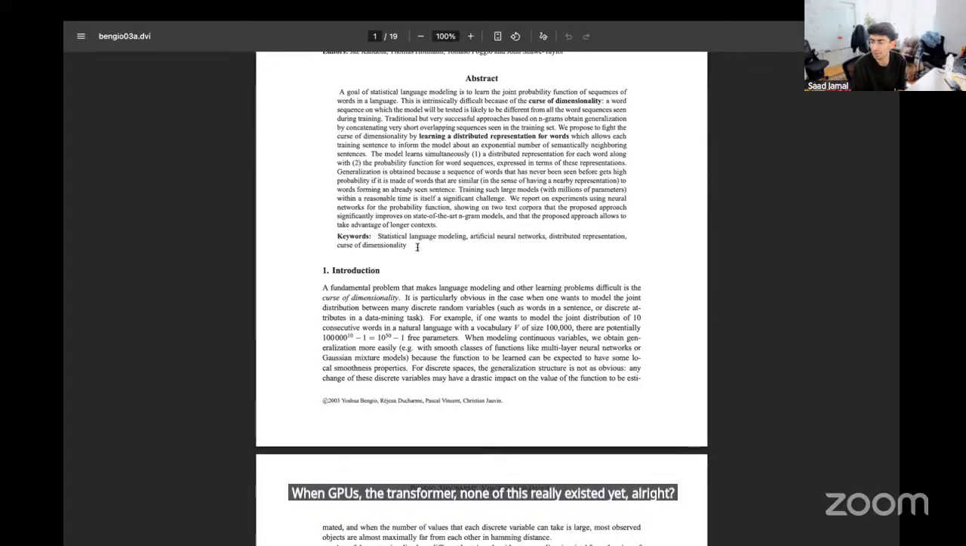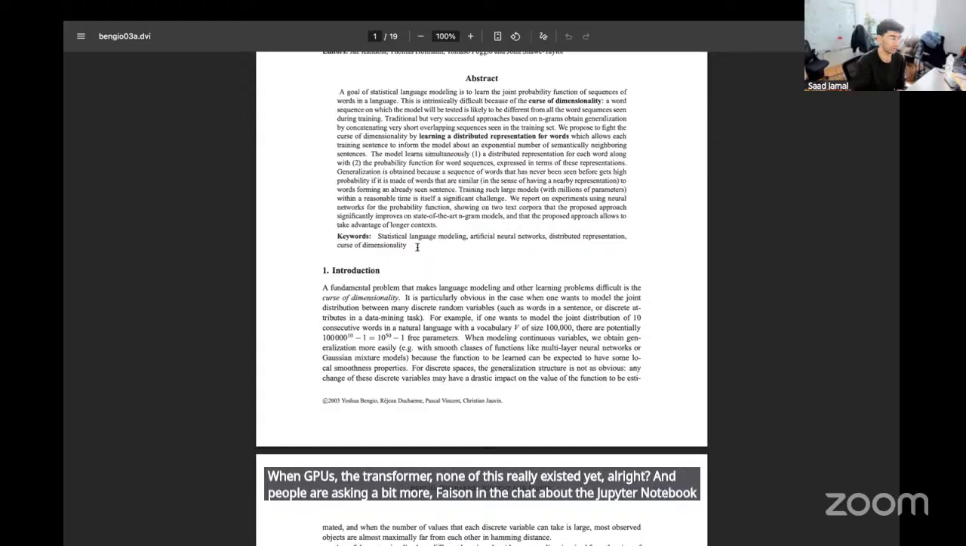And people are asking a bit more, Faizan, in the chat about the Jupyter notebook. If you could answer that really quickly.